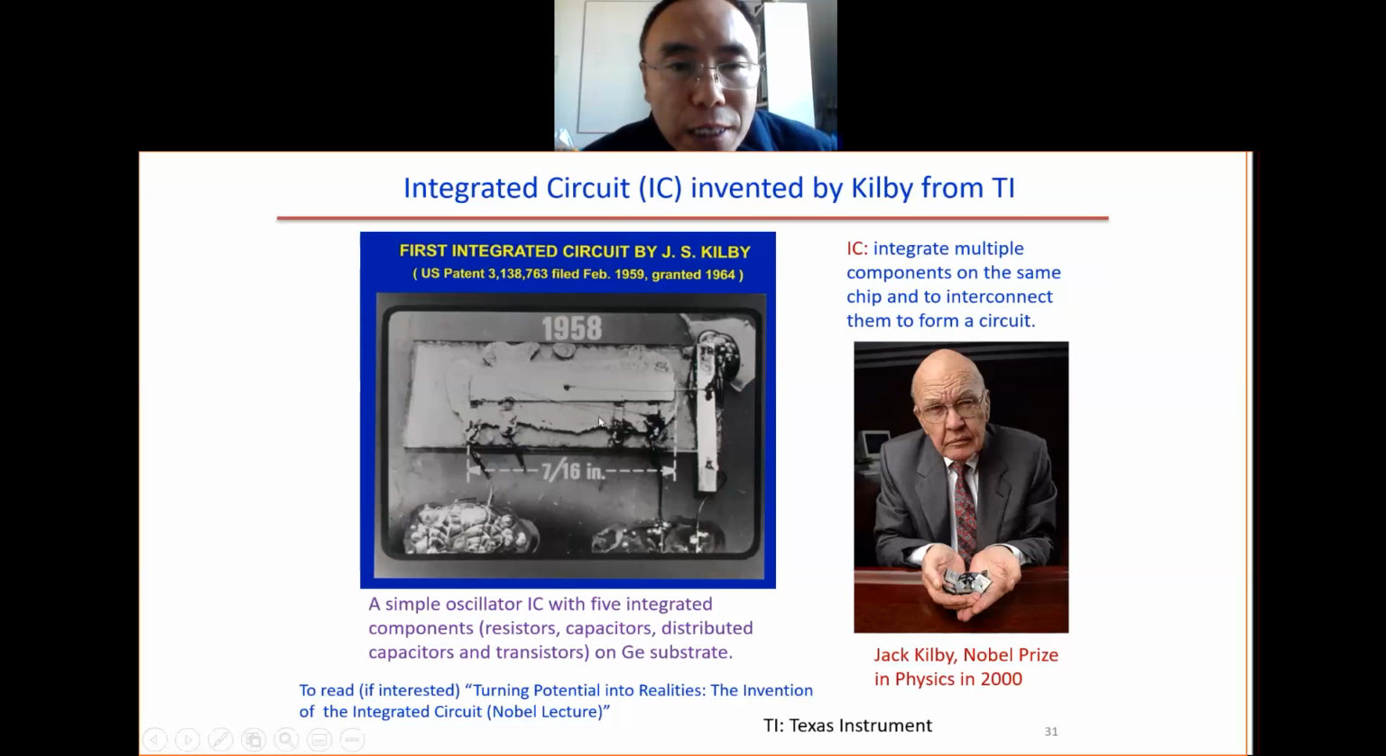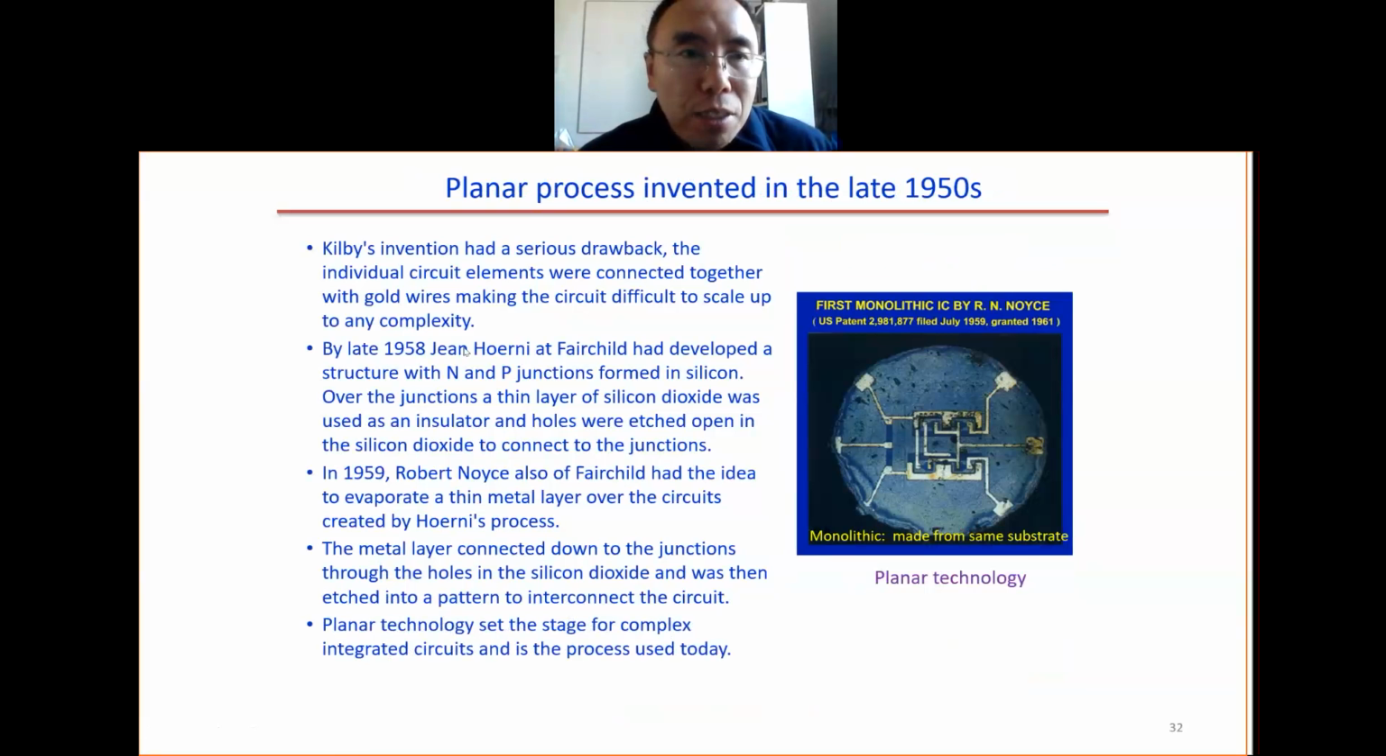Oscillation comes from unstable positive feedback. But the main problem for this IC, you can see we have the gold wires. The gold wire floats in free space, so you cannot make many devices, because if you have so many wires, they will contact each other. So in Kilby's invention, the main problem was that the circuit elements were connected with gold wires flowing on top of the wafer, which is not good.